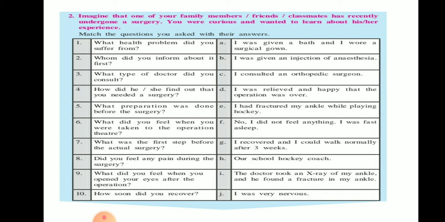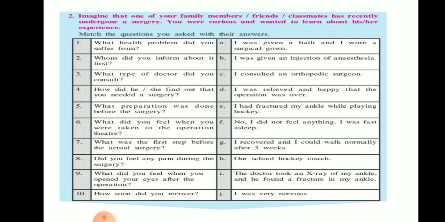First one is, what health problem did you suffer from? Now let us first read the question. Imagine that one of your family members, friends, classmates has recently undergone a surgery. You were curious and wanted to learn about his or her experience. Match the questions you asked with their answers. So it is like you are asking the question and the person, maybe your friend or family member or classmate, is giving you answers. So the first one is, what health problem did you suffer from? The answer for this one is, I had fractured my ankle while playing hockey.